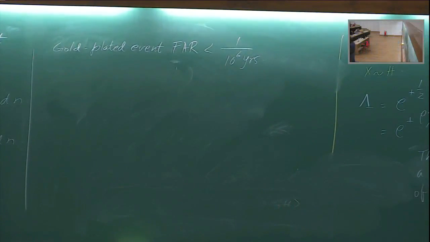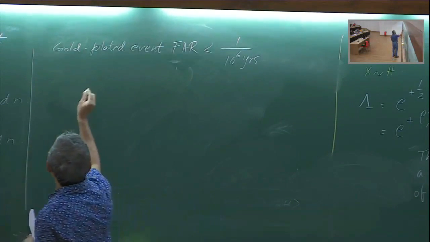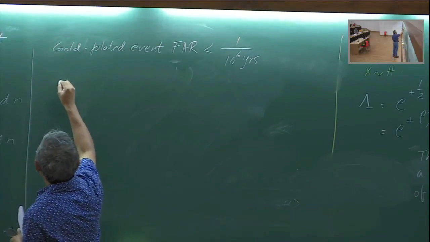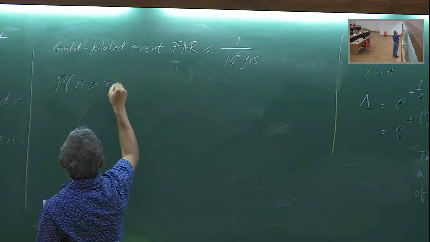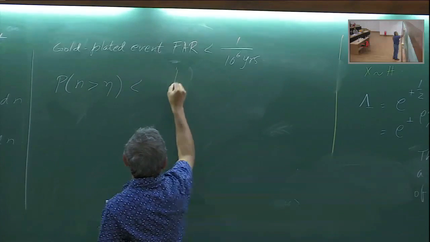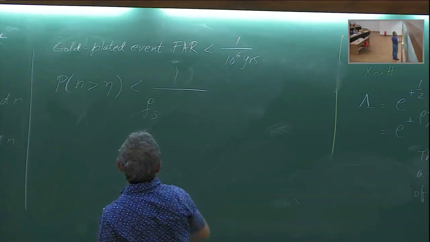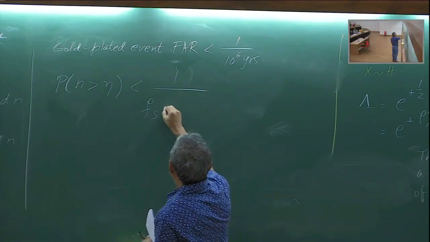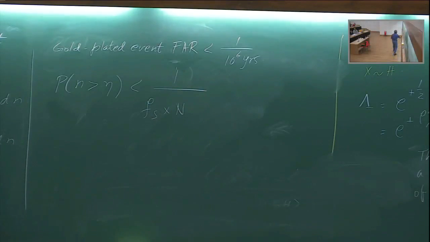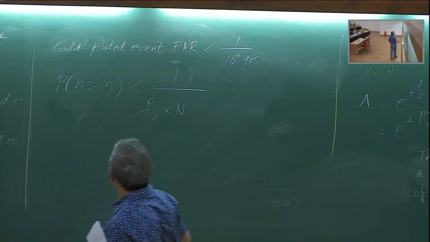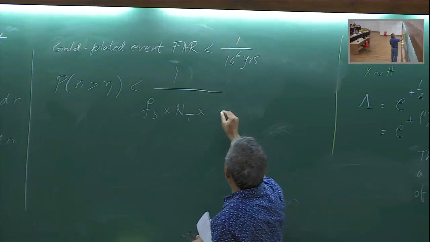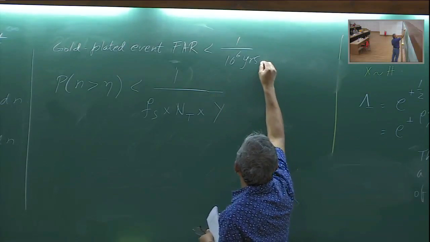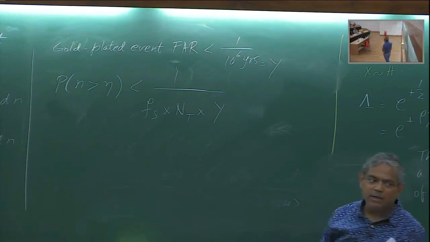Okay? So how many data points am I going to have by that time? Well, the probability that n is greater than eta should be less than 1 upon fs into the number of templates. Let me put a subscript there, N_templates, multiplied by the number of years. I will call this equal to 10 to the 6.